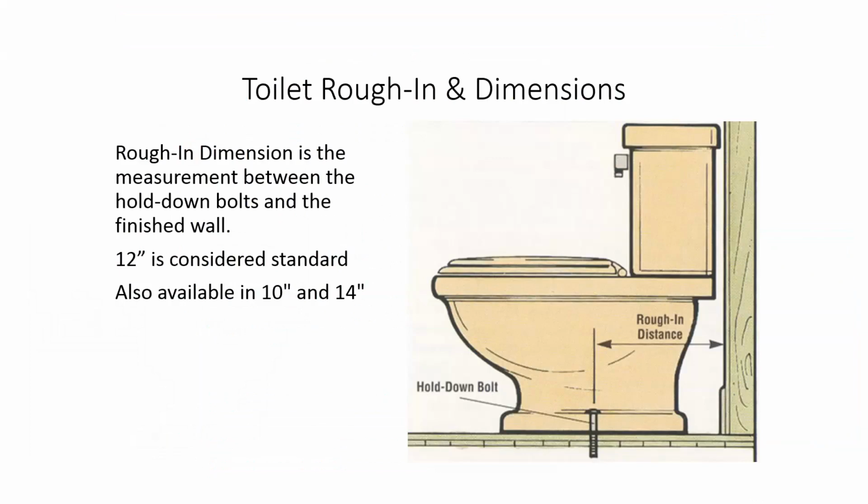A very important consideration when installing toilets, and especially when preparing the waste pipes for a floor mount toilet to sit on top of, is what is called the rough-in dimension. And this rough-in dimension is the measurement between the center of the hold-down bolts to the finished wall. And finished wall is the key phrase here. 12 inches is considered standard in what you will find with most options for toilets these days, but they can also be available in 10-inch and 14-inch rough-in dimensions.